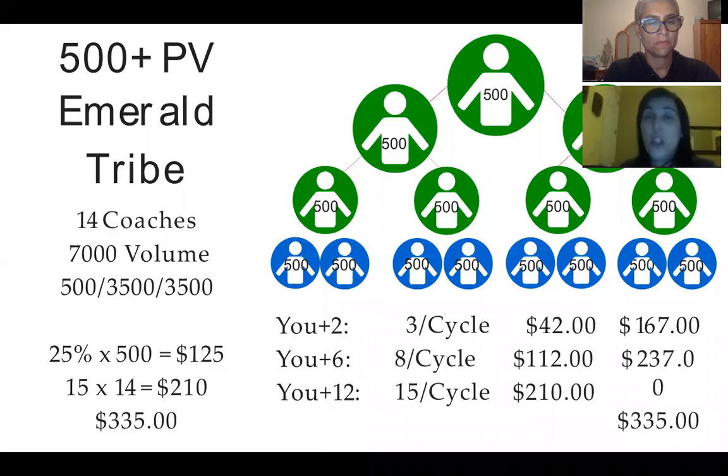And if we're adding your own retail sales to that, and we're going to keep the same example, that is $125 commission on your retail sales, that's a total of $335 for the month. So that's how that's broken up, okay? So 25% of the 500 is 125. The last, you plus 12, that's 15 cycles times the $14. You're seeing that on the left-hand side of the screen. That's $210 in team bonus for a total of $335.